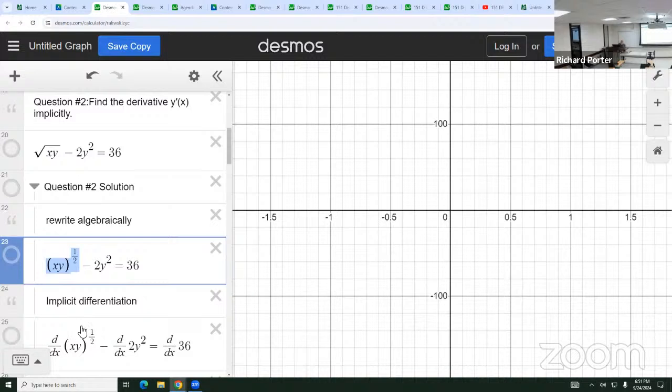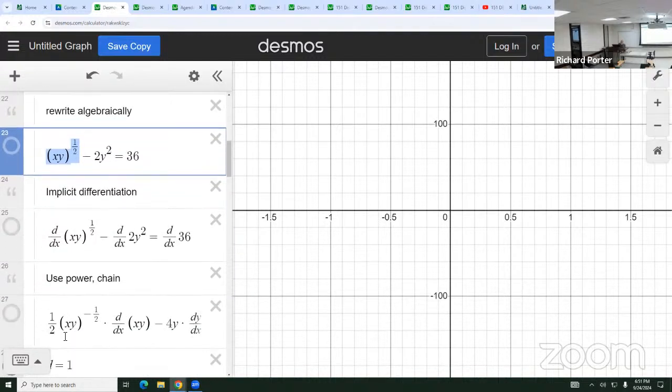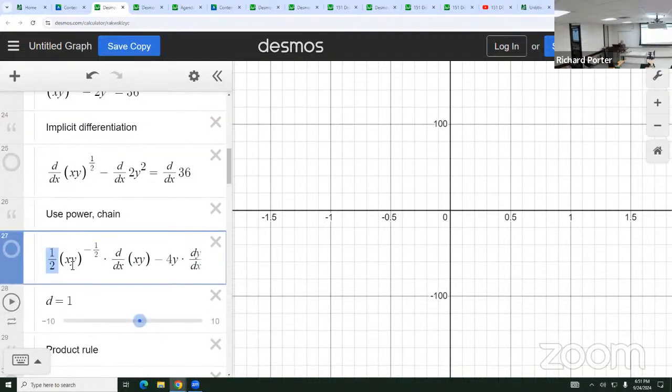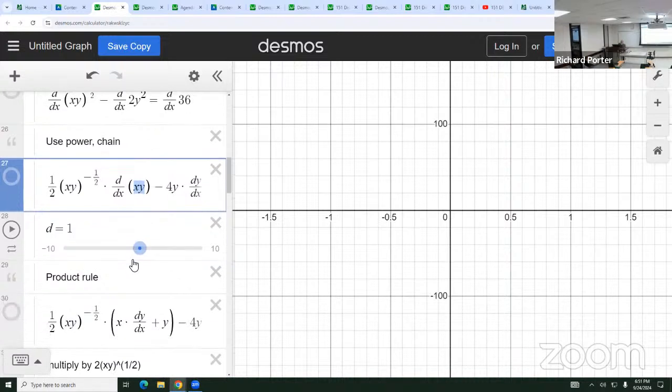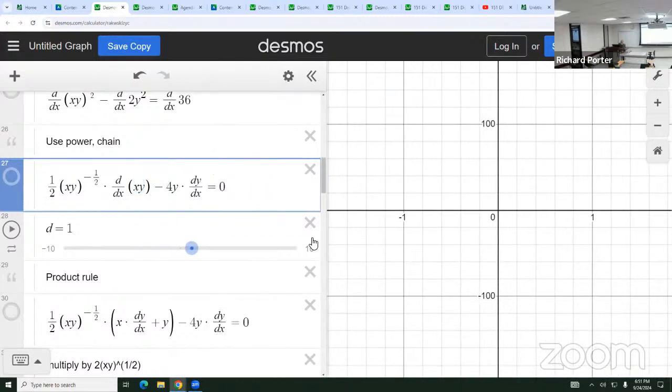When you do the power rule and you bring the 1/2 down, you get 1/2 and you leave the inside alone, and then you do the minus 1/2, and then you take the derivative of the inside. The derivative of the inside is a product rule. Okay, so it's the first times the derivative of the second plus the second times the derivative of the first. So there are all types of layers of rules that could be in here.